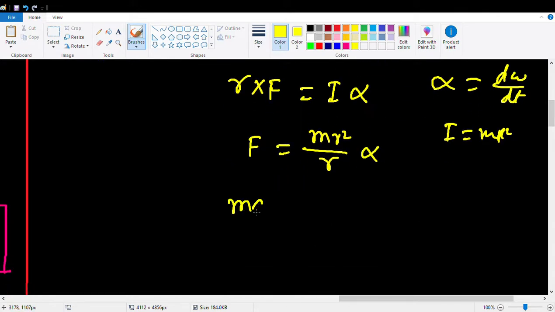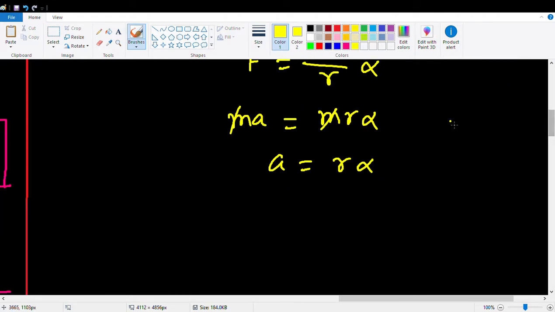So F is equal to ma. Suppose I equate with this in Newton's second law, m gets cancelled out. Now a is equal to r alpha, and because alpha is d omega by dt, and omega is d theta by dt, I can write it as d squared theta over dt squared.